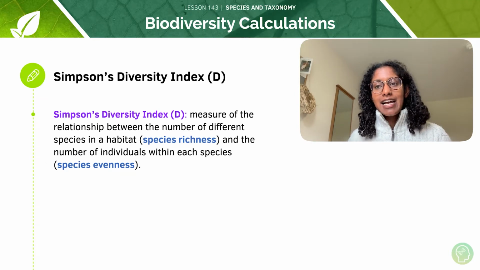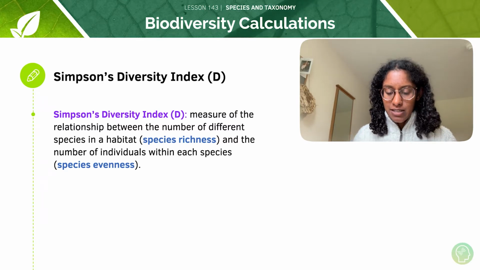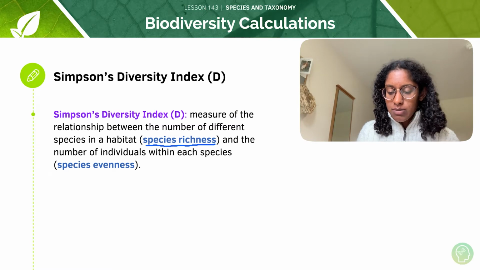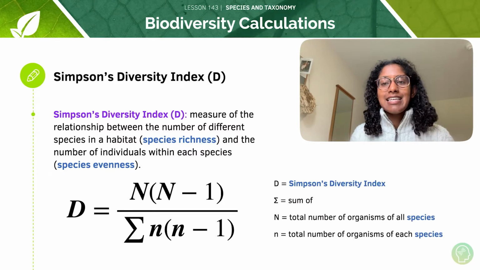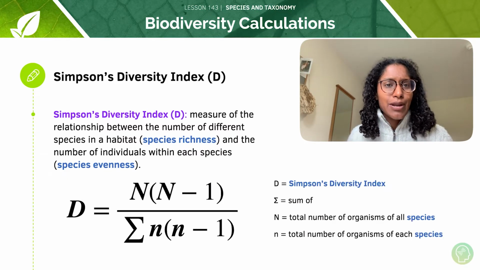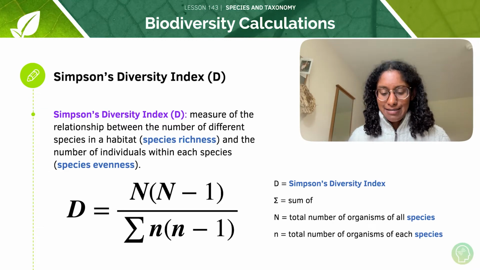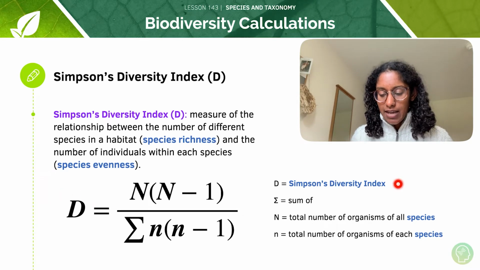So the diversity index is a measure of the relationship between the number of different species in a habitat, so the species richness, and the number of individuals within each species, so species evenness. So those are your definitions recapped. Now there's a really handy little formula here. I know this might look a little bit daunting, but we're going to break it down and show you how simple it is. So this capital letter D is for the diversity index.